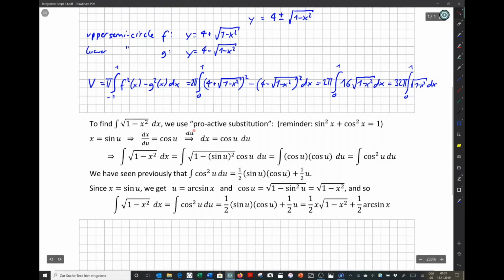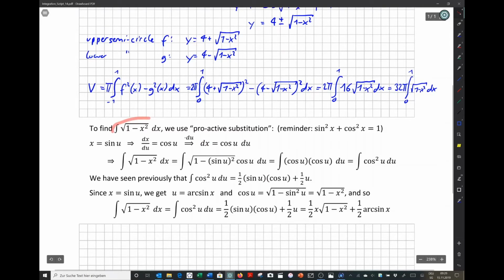Now multiplying by du here, we get dx is cosine u du, and we substitute everything in our original question, the integral of square root of 1 minus x squared dx. Substituting the x by sine of u, we get square root of 1 minus sine u squared, and substituting dx by cosine u du, we get this here.